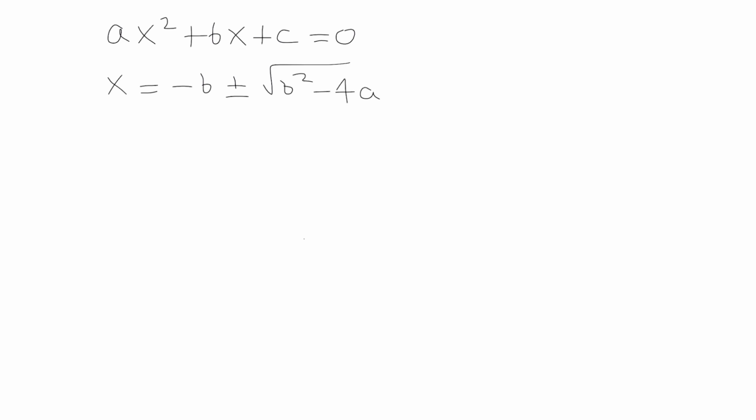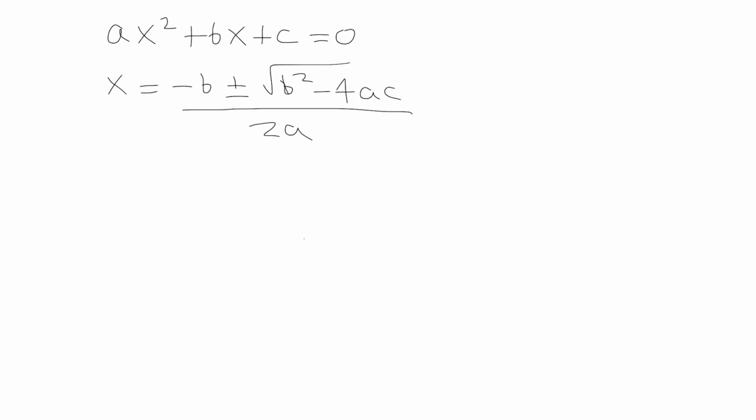Hey guys, so today I'm going to be looking at how to derive the quadratic formula. As a reminder, a quadratic equation takes the form ax squared plus bx plus c, where a, b, and c will all just be integers, which will be equal to 0. So, as a reminder, the quadratic formula itself is that x is equal to minus b plus or minus the square root of b squared minus 4ac over 2a.